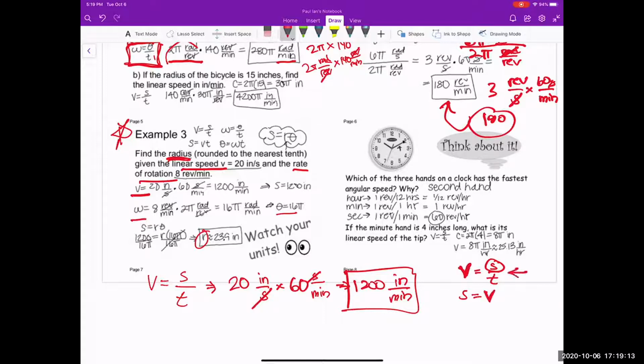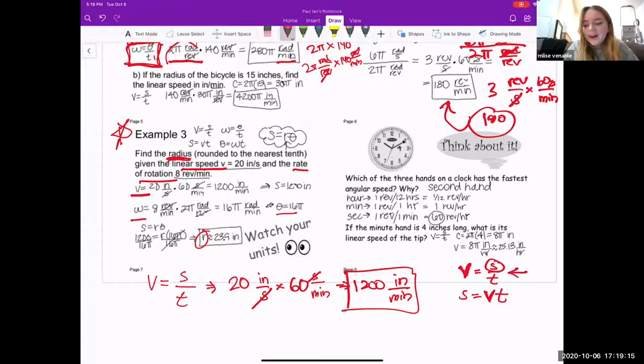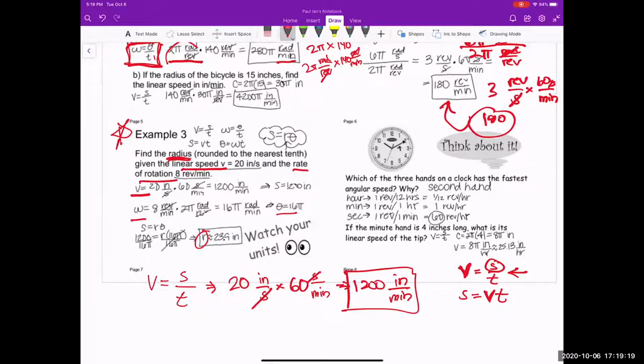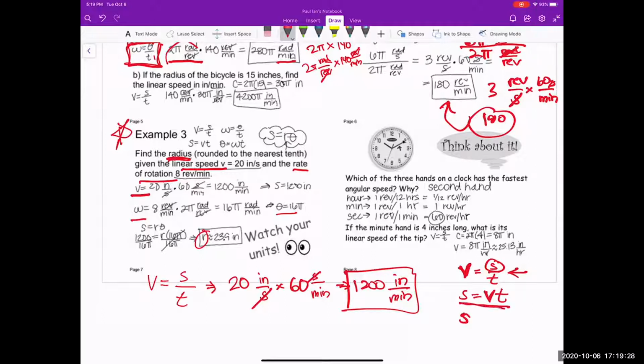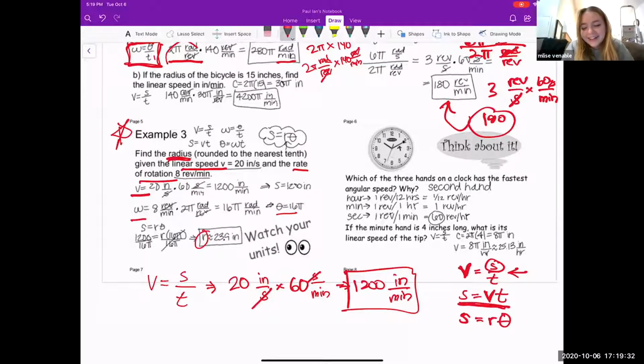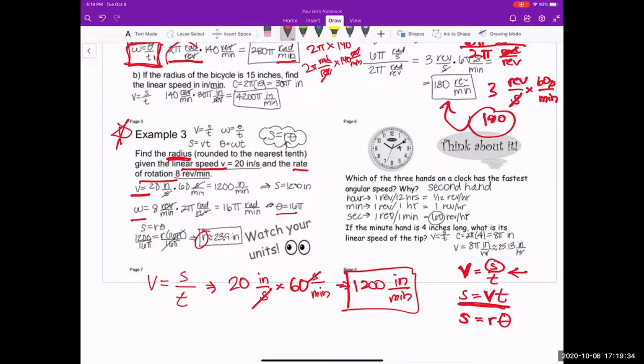What? From this guy. VT, right? Okay, and then what else gives you S? There's another equation that gives you S, right? What is it? Is it the R? This is one S, but there's another equation that gives you S. Yeah. Okay. So there's three things happening here, and you have to use them all together so that you can actually get your final answer.